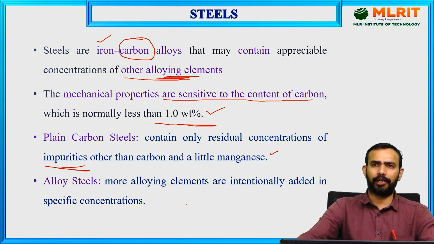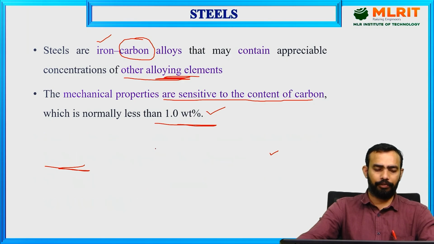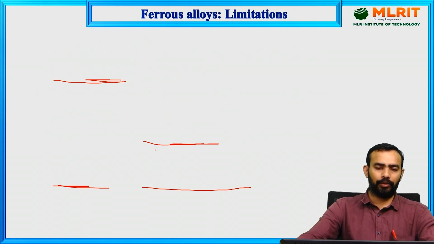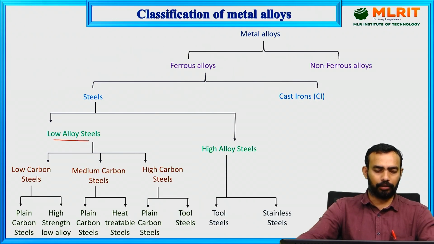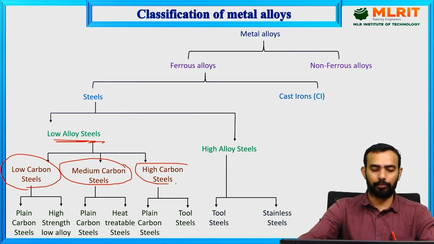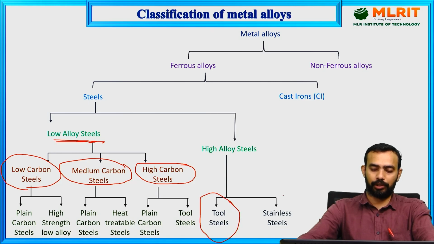So they are categorized into alloying steels. First we will discuss plain carbon steels. If we go back and look at the classification of metal alloys, here we can look at these low alloys, or we can also say plain carbon steels. Here we have the plain carbon steels, based on the carbon percentage. You have low carbon steel, medium carbon steel, then high carbon steel. So these three are the plain carbon steels, and these are alloying steels, tool steels and stainless steels. These two are the alloying steels.